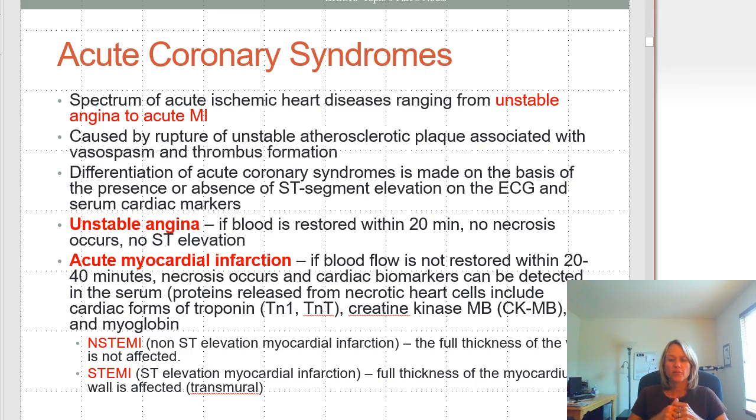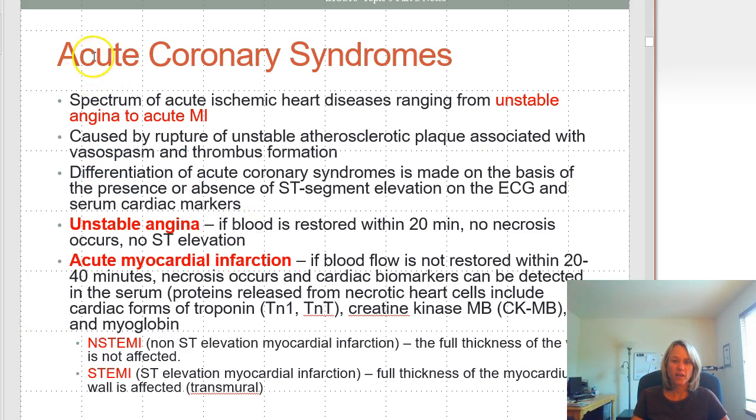And remember, these occur with unstable plaque. So when we get a rupture of a plaque and the development of platelet aggregation and then the formation of a thrombus. And this can range from unstable angina to an acute myocardial infarction.